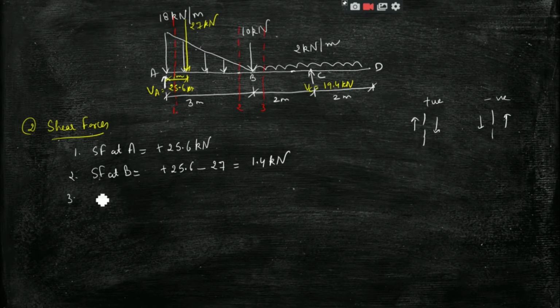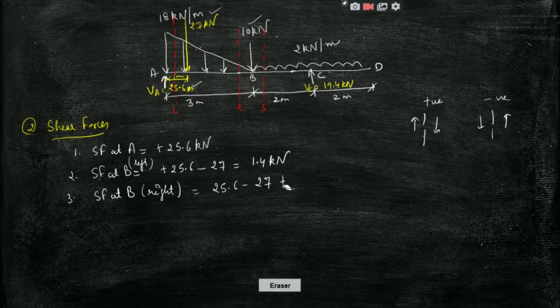Next, the shear force at B. So this was at left and now at right. I'm taking section 3. Looking at the left hand side of section 3, we have three forces: 25.6, 27, and now this 10 kilonewton force also. So 25.6 minus 27, and again minus 10, because this is downward. So we will get minus 11.4 kilonewton.